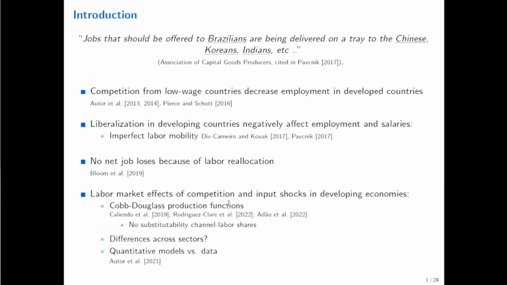And then there are some new papers by Dix-Carneiro and Hanson that have studied how good the fit of these quantitative models is when we compare the predictions of the model with the data. What they have found is that the wage dispersion that we observe in the data is much bigger than the wage dispersion that the quantitative models predict. So thinking about mechanisms that can make that wage dispersion larger can help us reconcile the models with the data.